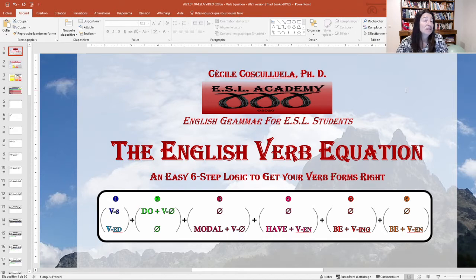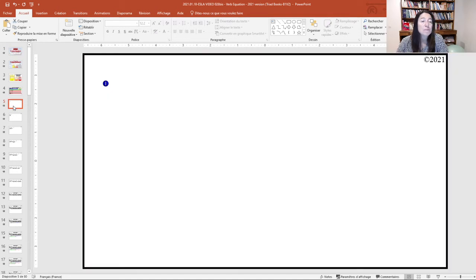And there is actually a very simple logic at the core of verb form creation, and this logic is the following. So first of all, every time we make a sentence, or at least most of the time, there's a verb in it that is conjugated. So we always follow, whether we know it or not, the same 6-step process.